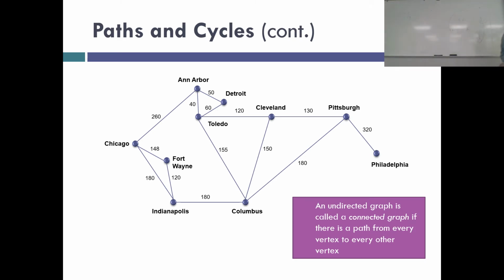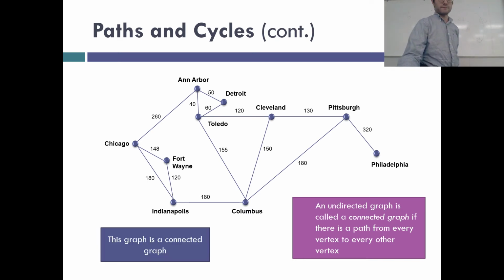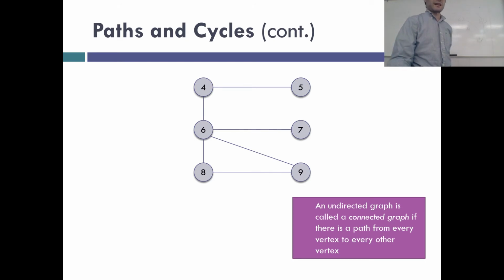Another term is connected. This is a connected graph, meaning that every node is accessible to any other node. Because of the wonders of the interstate highway system, you can get from anywhere to anywhere. This is a connected graph, but if we remove the edge between 4 and 6, then this is what we call an unconnected graph.